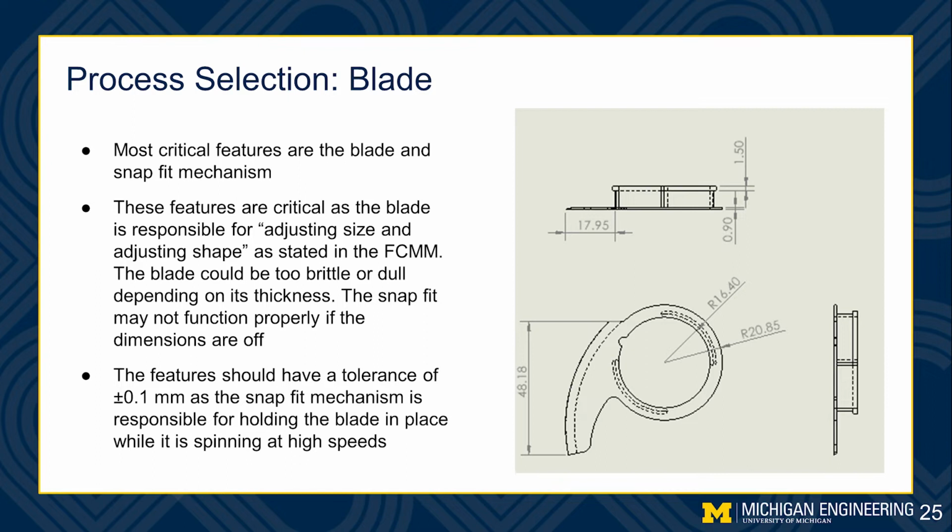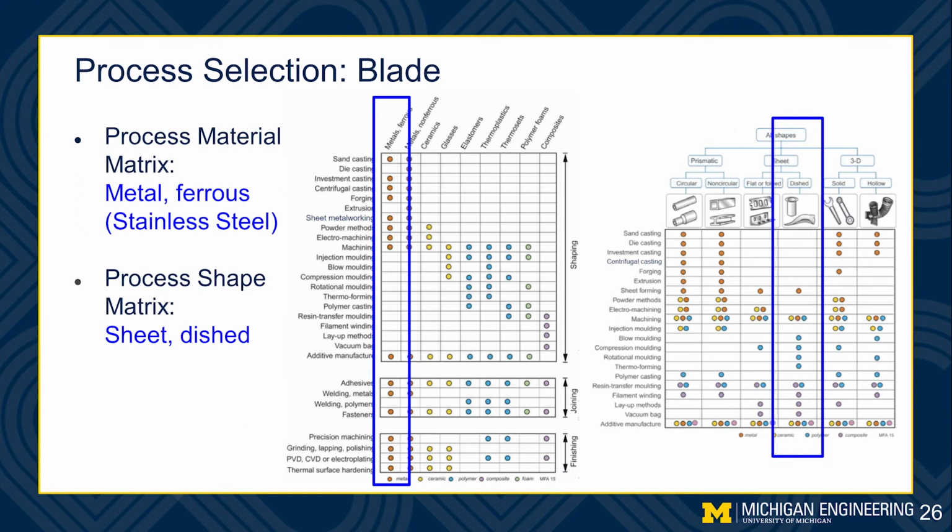The features should have a tolerance of plus or minus 0.1 millimeter, as the snap fit mechanism is responsible for holding the blade in place while it's spinning in high speed. So we run through all the requirements.